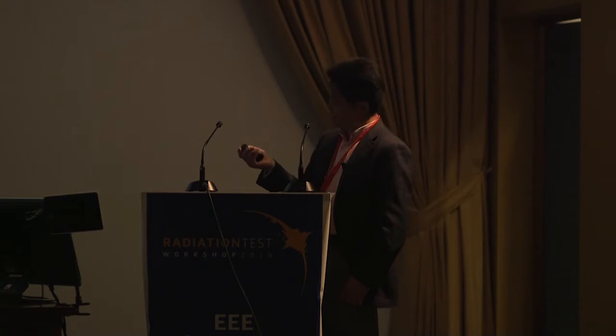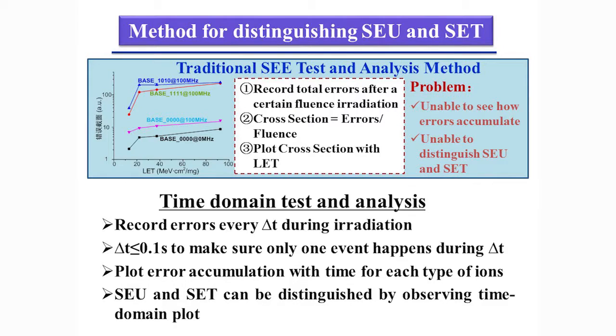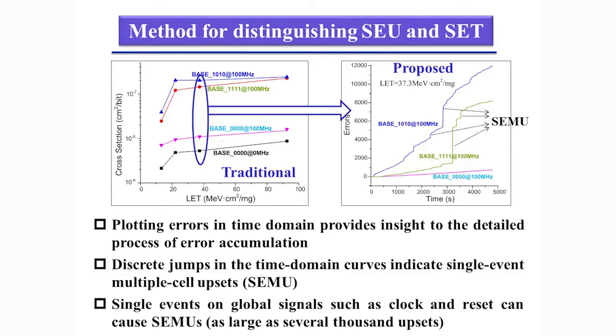Now here we describe a time domain test and analysis. We record the errors every delta t during irradiation. Generally delta t will be less than 0.1 second to make sure only one event happens during the delta t. We can plot the error accumulation with time for each type of ion. So SEU and SET can be distinguished by observing the time domain plot. Here is the traditional figure, and here is the time domain method.